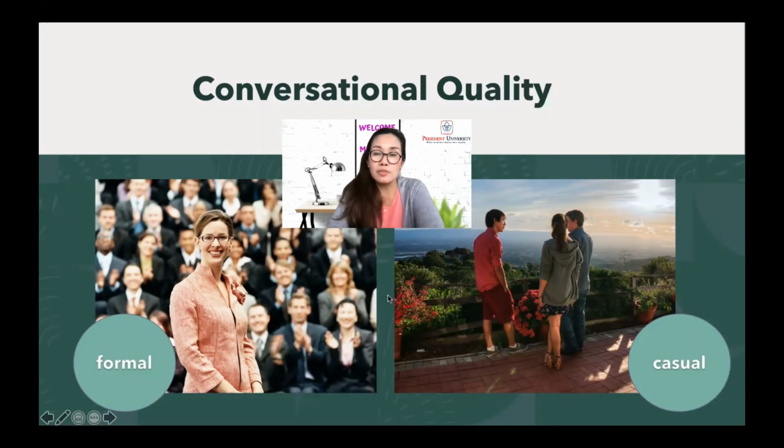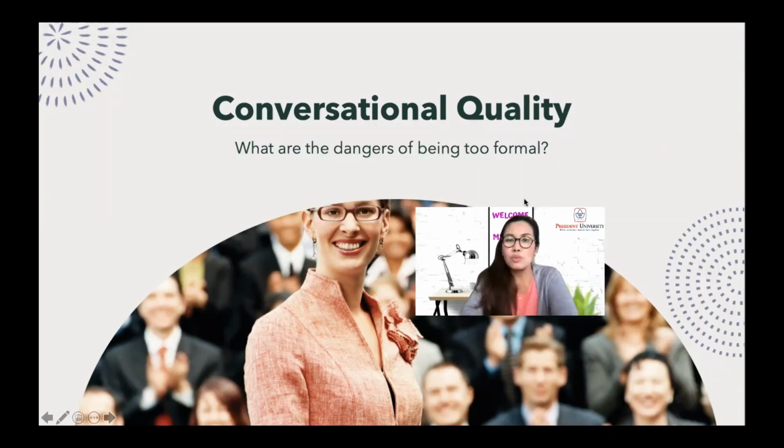Another conversational quality that we need to have to present our speech is being able to differentiate between speaking formally and speaking casually. The characteristics include, for example, the way the speaker presents herself or himself, the body language, the words that they use, the topic that they have, and then the relation between the speaker and the audience. So, what are the dangers of being too formal? Well, one of them is your relation with the audience.